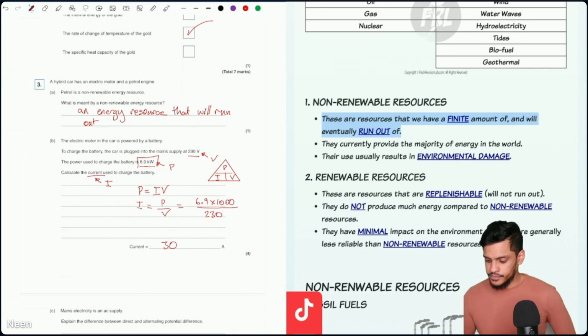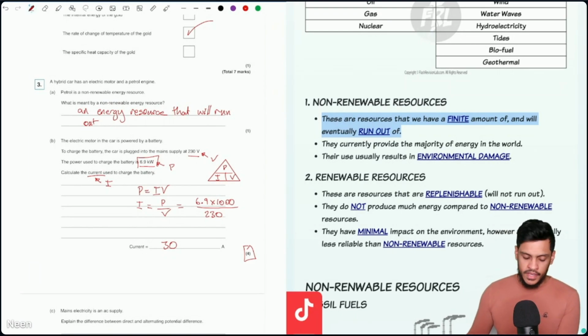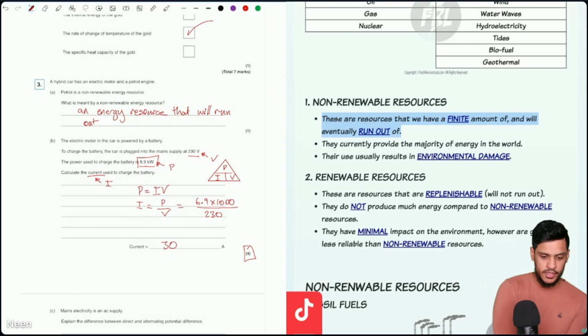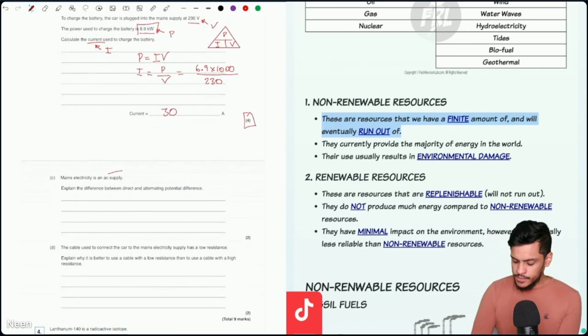30 amps. So if you've got 4 marks, it usually means there's some sort of conversion or units you have to give, or extra significant figures. There's something extra to the calculation. It's not just subbing in the values. You don't just put 6.9 and 230 into the equation just like that. Usually there's something else to do. So look out for the marks. Well done, guys.